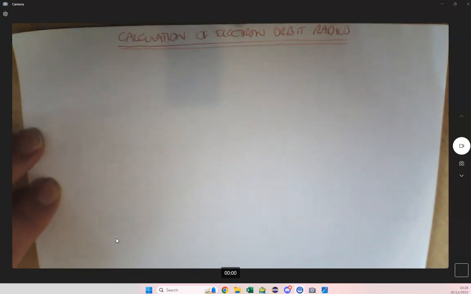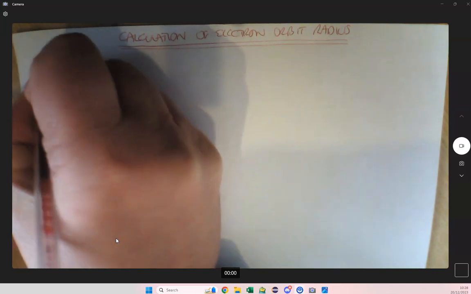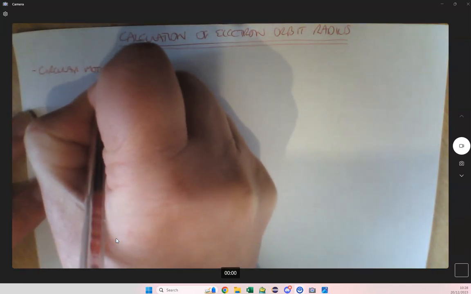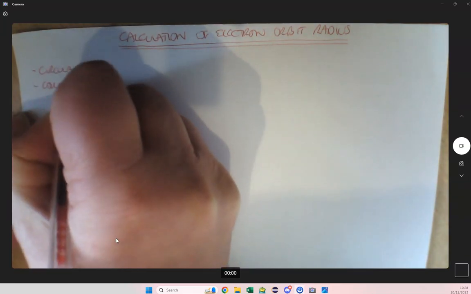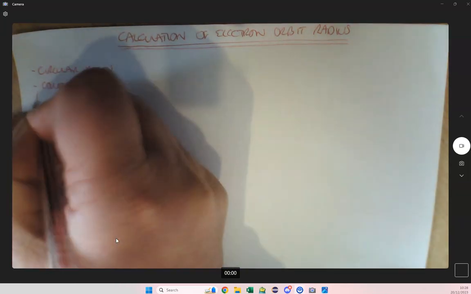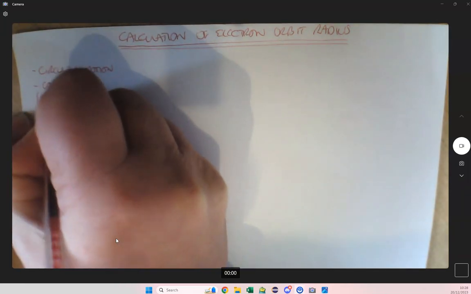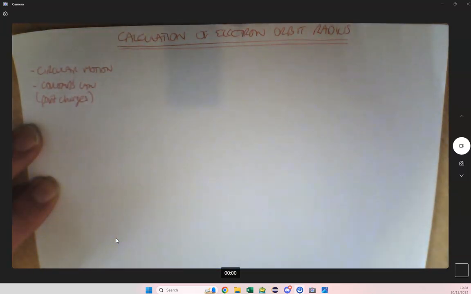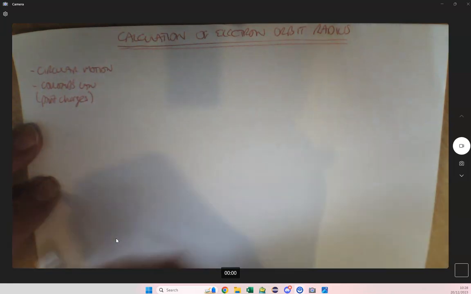The first bit we're going to be looking at involves circular motion. It will involve Coulomb's law. And we're going to make the good old assumption we often make that we've got point charges in terms of all of our calculations or considerations. Now, what does that mean?